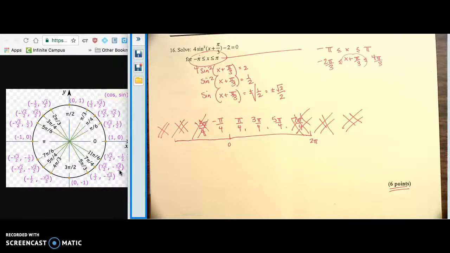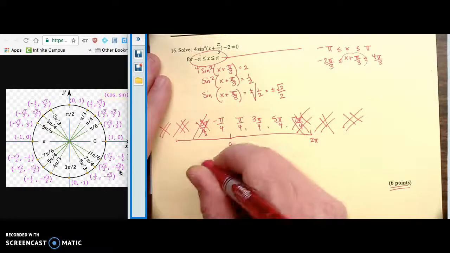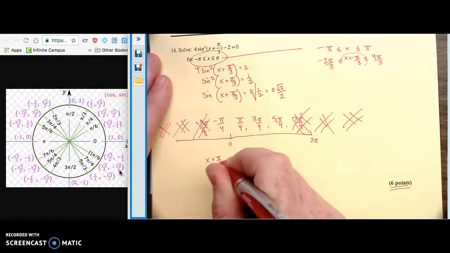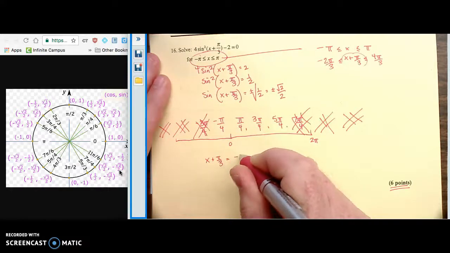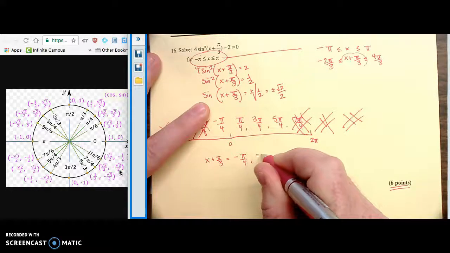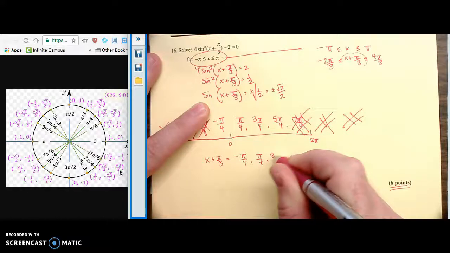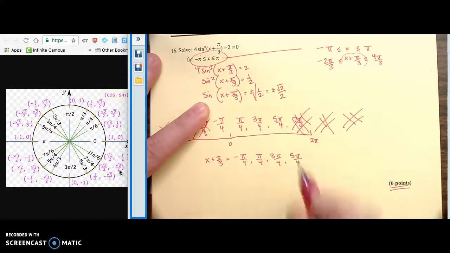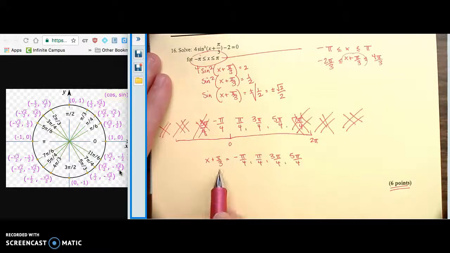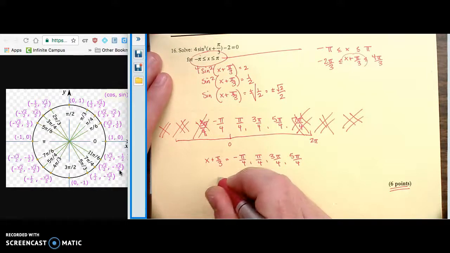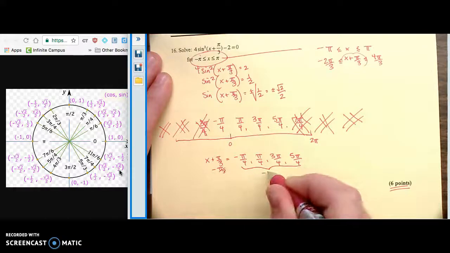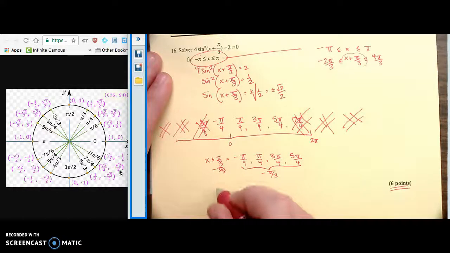So if we just found solutions for x plus pi over 3, and those 4 solutions are negative pi over 4, positive pi over 4, 3 pi over 4, and 5 pi over 4, my last step would be just to subtract pi over 3 from each one of those 4 values. So take away pi over 3 from everything. All right. Final solutions.